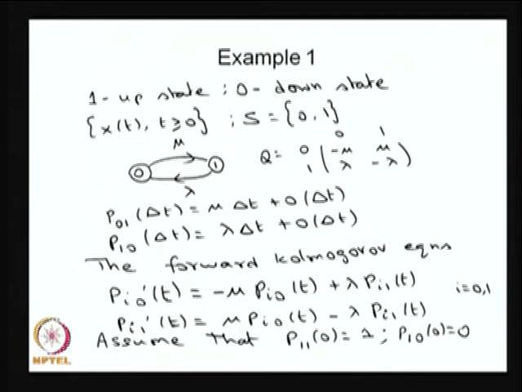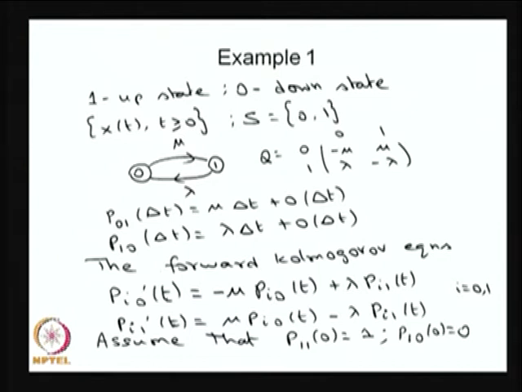The probability of the system moving from the state 0 to 1 is nothing but the rate mu, the repair rate, times delta t, plus o of delta t. Order of delta t, a small o, means that as delta t tends to 0, the order of delta t will be 0. Similarly, the probability of the system moving from the state 1 to 0 in the small interval delta t is the failure rate lambda times delta t, plus order of delta t. This order of delta t also tends to 0 as delta t tends to 0. So, using this I can make the forward Kolmogorov equation.